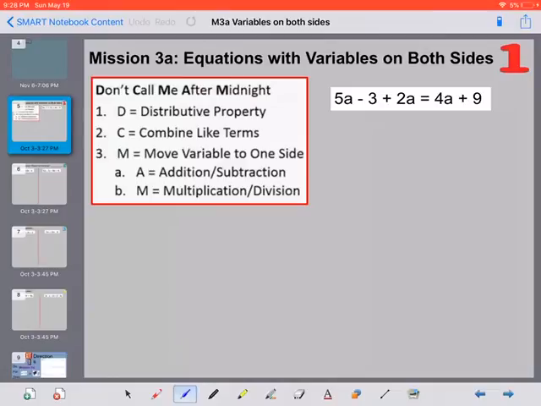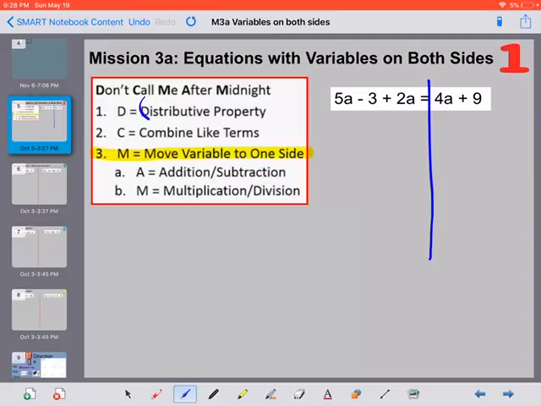Today we are doing Mission 3A, which is writing or solving equations with variables on both sides. This is where our third step comes into place: move the variable to one side. We still have our line down at the equal sign. Whatever we do to one side, we have to do to the other. So we're going to start with our steps.